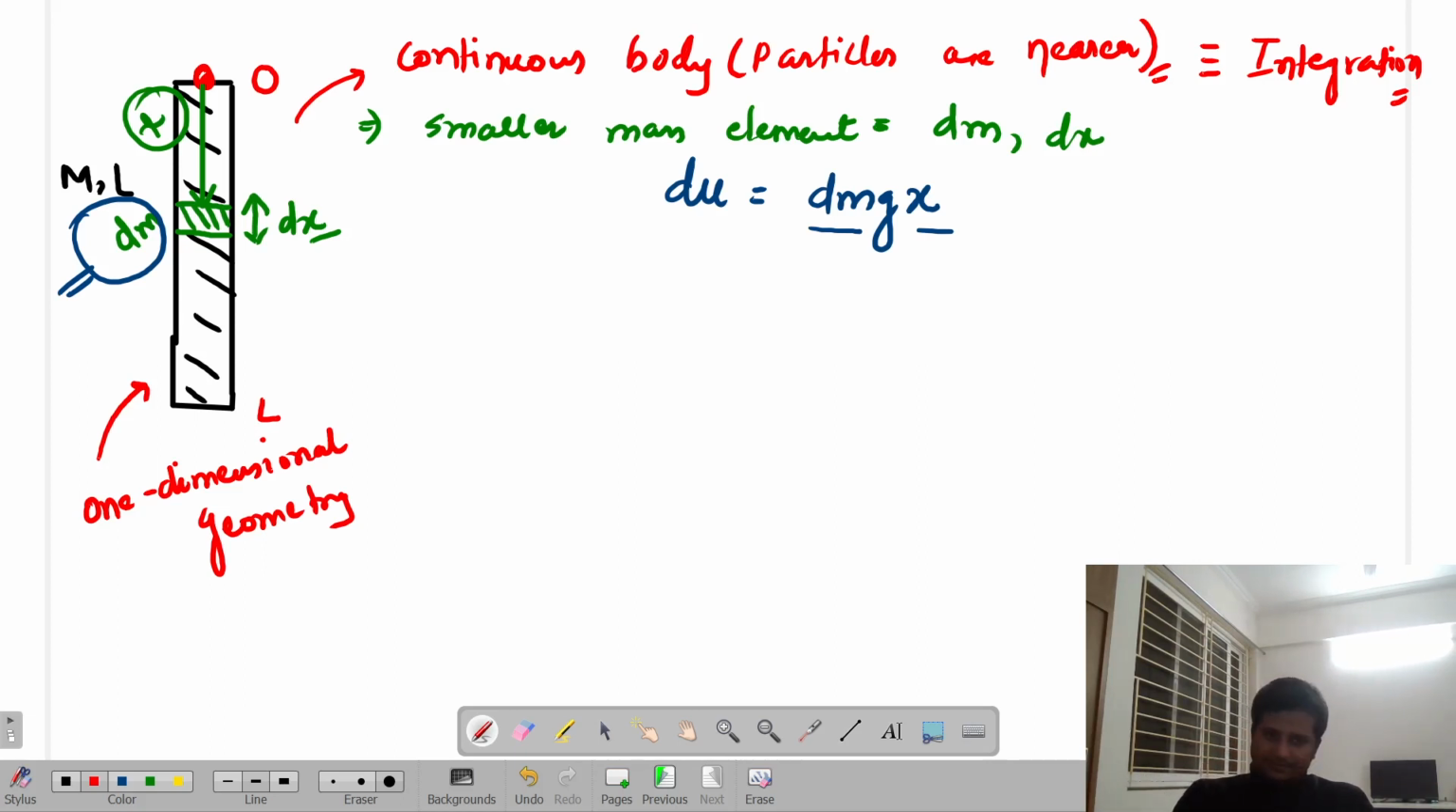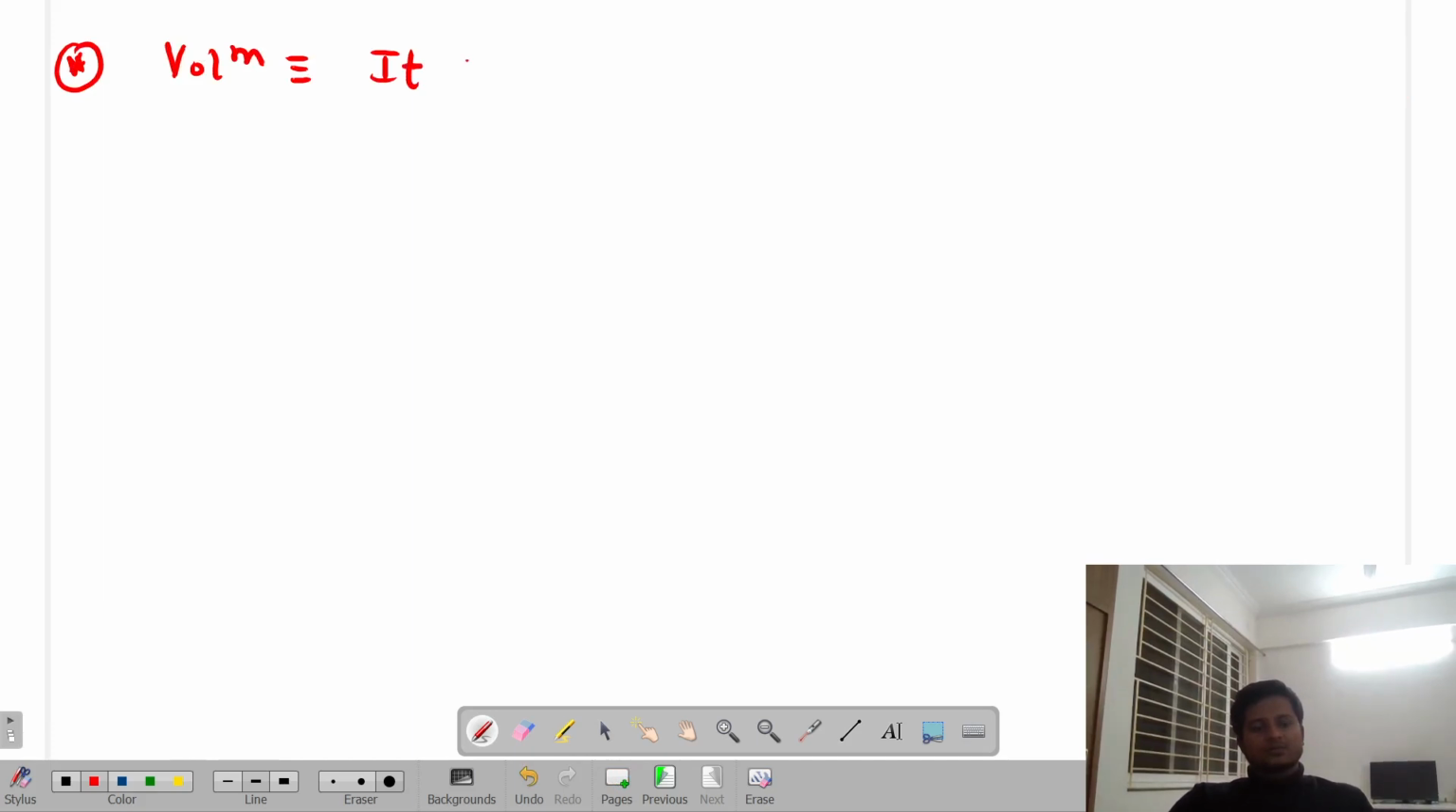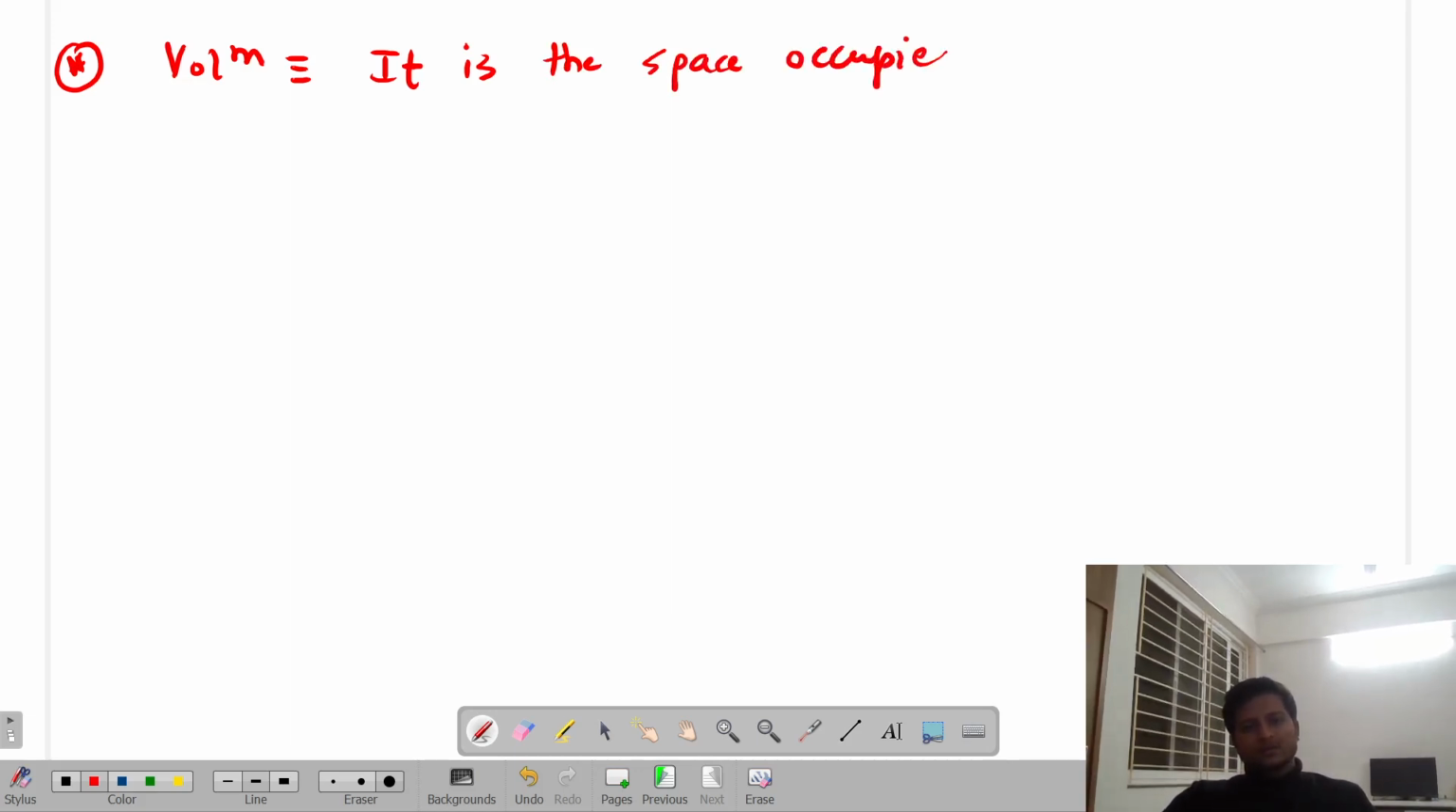I haven't given you the area of cross section also, this is like 1D now. What is then the volume? So the first task is to understand what is volume. Remember that volume has a definition: it is the space occupied by matter.